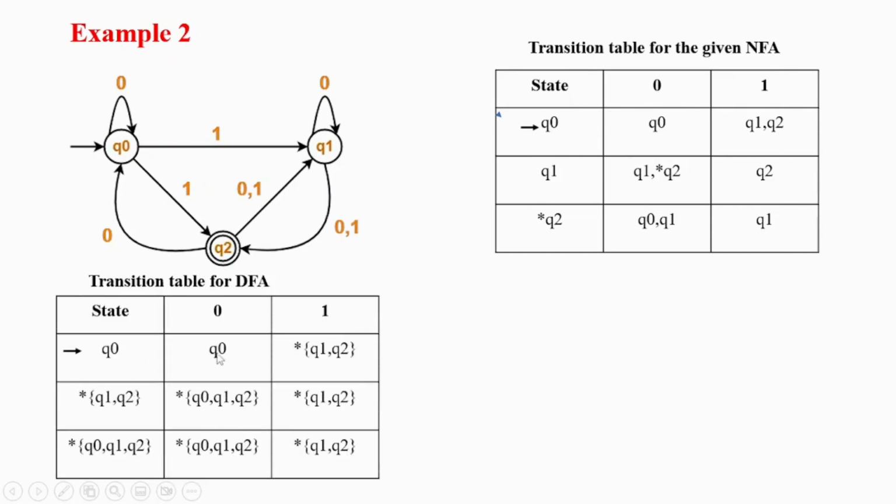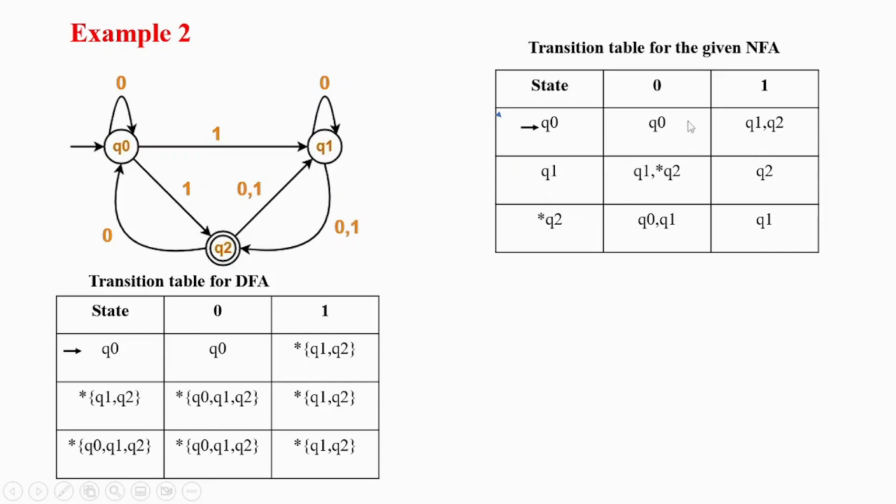Copy the initial state as it is. From here, take this state as one state. Then combine Q1 and Q2. So if I combine these two rows, it will be Q0, Q1, Q2. If I combine these two here, Q1, Q2. One Q2 is already defined. The state is not yet defined. So write that state. Here you have to combine all the three rows.